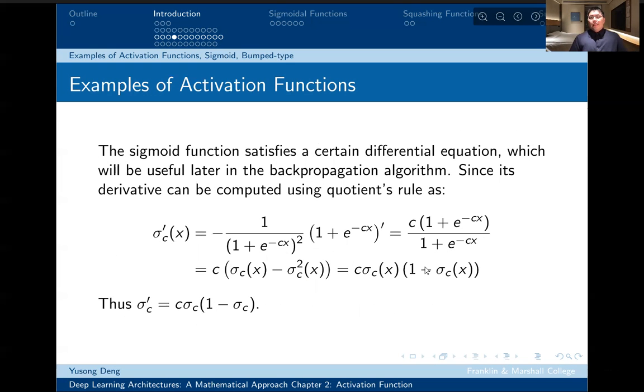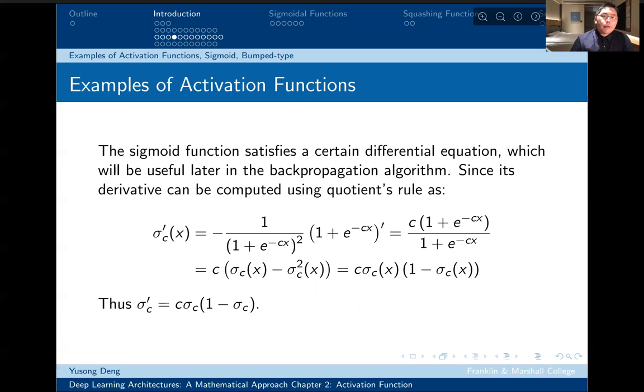Besides those advantages, it also satisfies certain differential equations, which we will discuss later when we reach the minimum searching algorithm, or even the backpropagation algorithm. Sorry about my language. So its derivative.